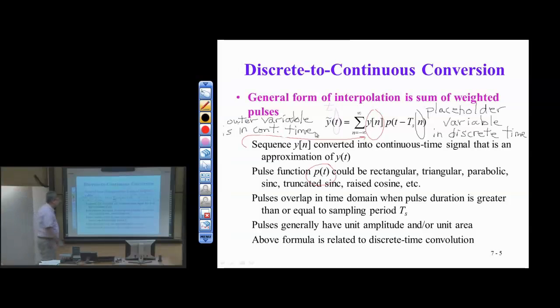Now, depending on the choice, these pulses may or may not overlap, because between adjacent discrete time samples, what's the width in continuous time? It's a sampling time. So we have to associate a continuous time quantity with these discrete time samples. The sampling time tells us what that is. Now, the pulse shape could be longer than a sampling time. For a rectangular pulse, the duration is just the sampling time. This would be the sample and hold.